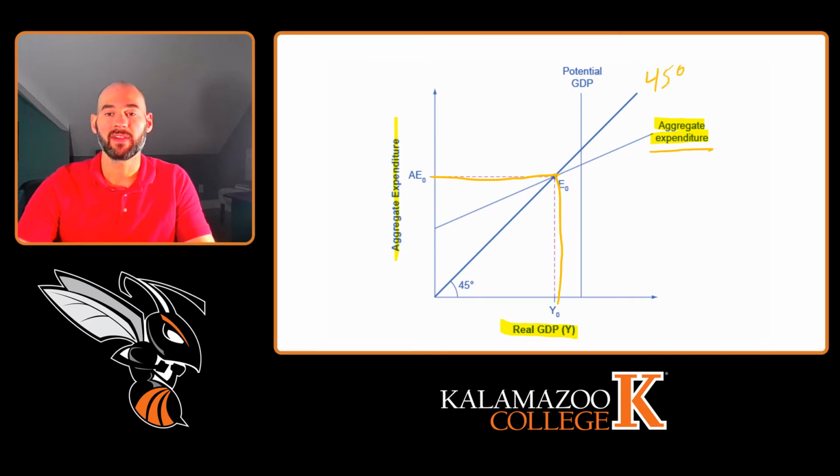And the thing we know about 45 degree lines on an XY plane, on a two-dimensional coordinate system here, is that at every point along this line, the X-axis is going to be equal in magnitude to the Y-axis. And so when the aggregate expenditure curve crosses that 45 degree line, we know that the coordinates on that aggregate expenditure are such that real GDP is going to equal aggregate expenditure. Or in other words, the value of what's produced is the value of what is spent.